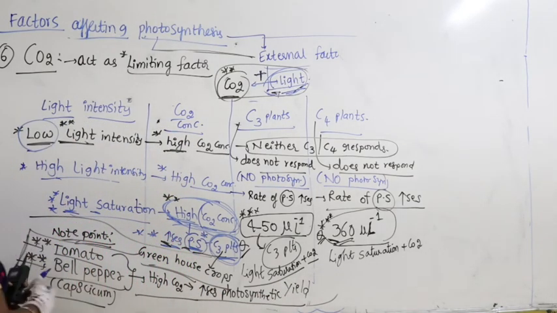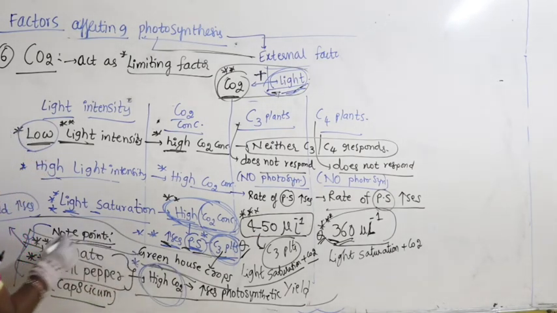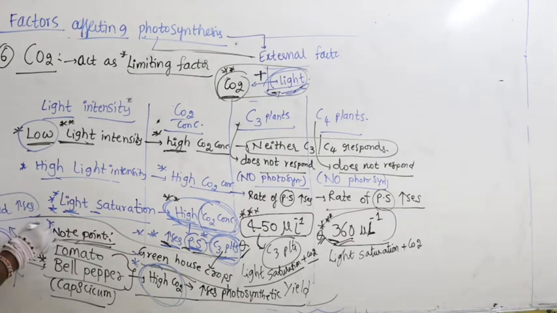Very, very, very important. That means for tomato and bell pepper, the yield increases if they are surrounded by high levels of carbon dioxide, and these two will come under what? Both will come under C3 plants. Very, very important note point. Make sure that you try to remember, there is a possibility of getting the question. Which are the C3 plants we are speaking about? Tomato, bell pepper. Bell pepper is commonly called capsicum.